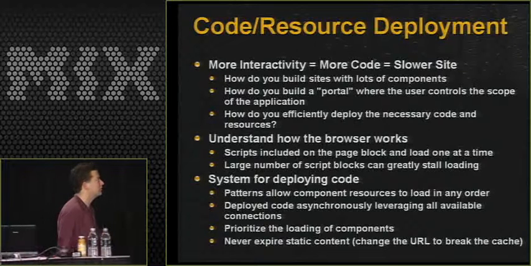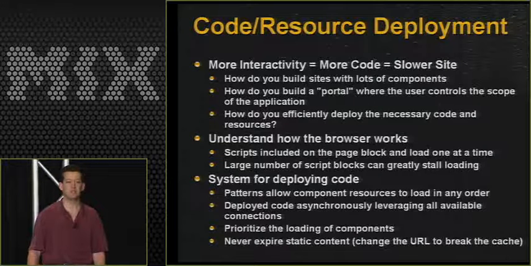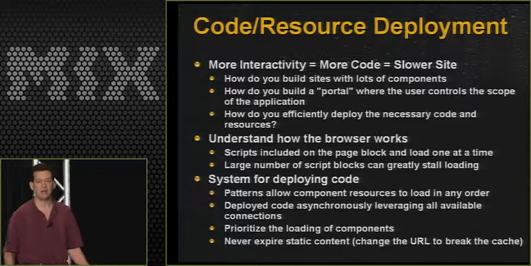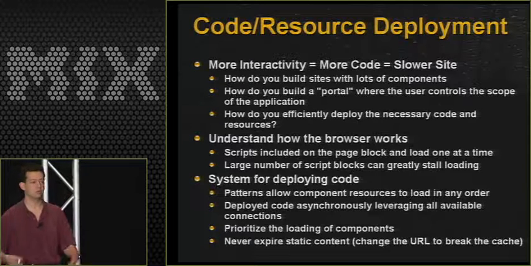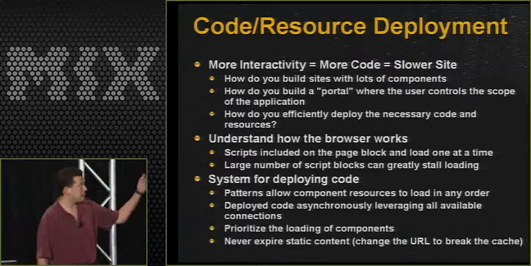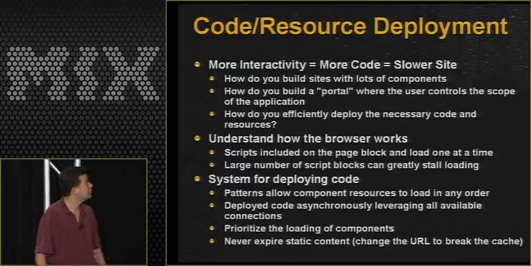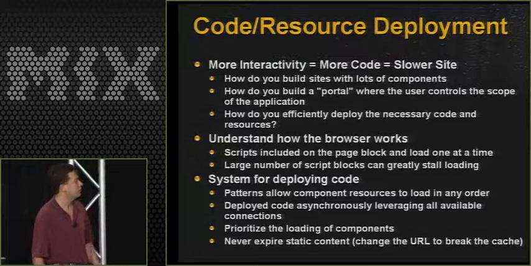A very broad generalization is the more interactivity you have, the more code it requires, which will typically yield a slower site. So how do you build sites with lots and lots of components without quickly falling over under the weight of the scripts? Well, in this case, how do you build a live.com? And I'll admit, we have a lot of work to do on our perf, but how do you efficiently deploy those resources?